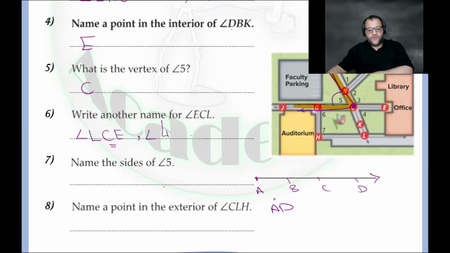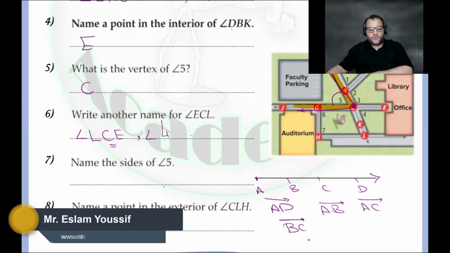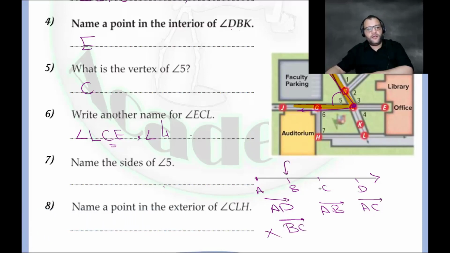From A. If I say AB, is it right or wrong? Right. When I say AC, right or wrong? Right. When I say BC, right or wrong? Wrong, because you're starting the ray from B. The starting point must be A.